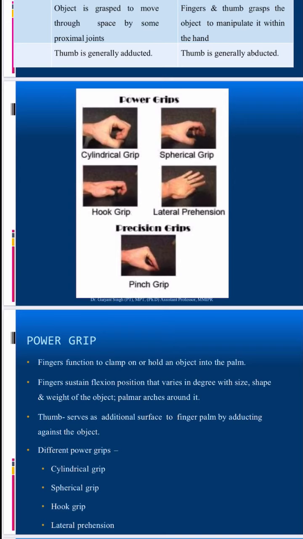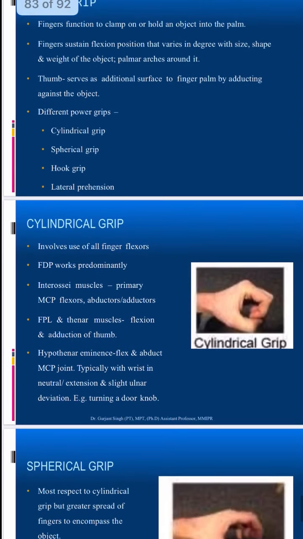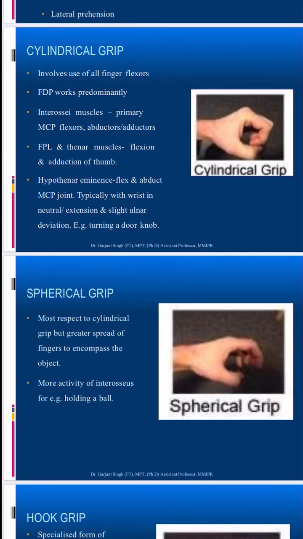The power grip is of four types: cylindrical grip, spherical grip, hook grip and lateral prehension. The cylindrical grip involves the use of all the finger flexors. The flexor digitorum profundus works predominantly, and the interossei muscles, the primary metacarpophalangeal flexors, abductors and adductors also work in cylindrical grip. Other muscles that contribute are flexor pollicis longus, the thenar muscles and the hypothenar eminence. For example, if I am holding a cricket bat, that is the cylindrical grip.